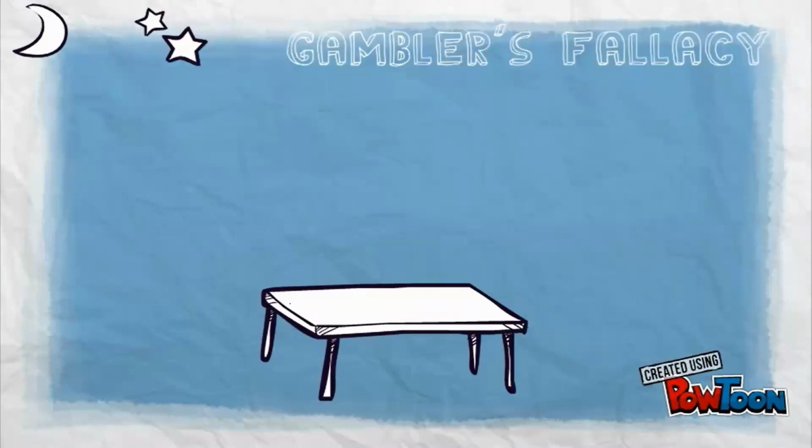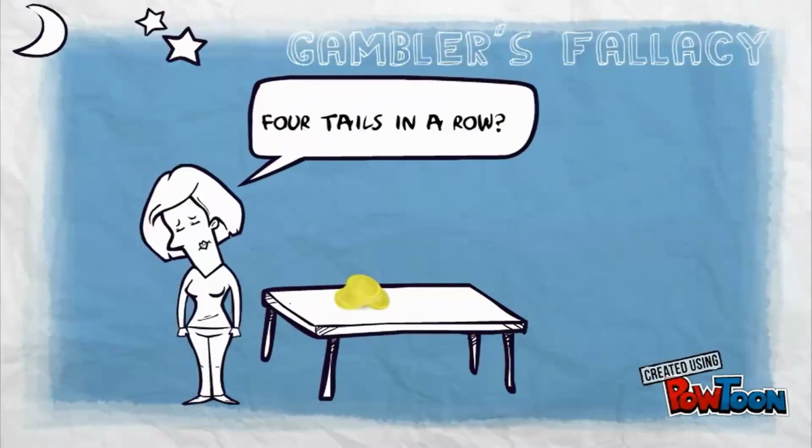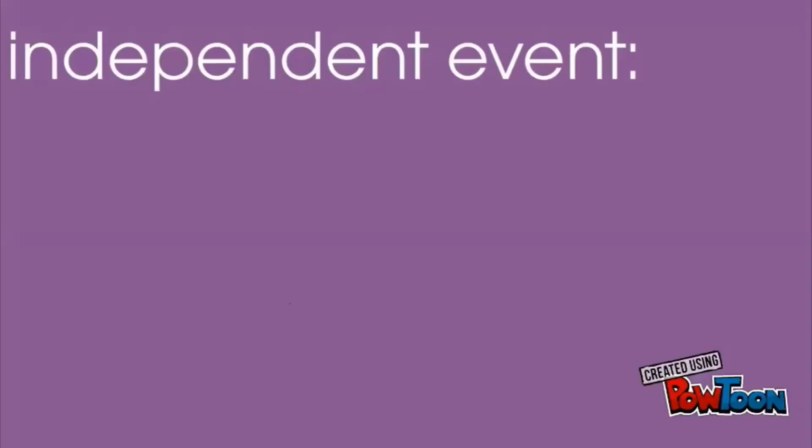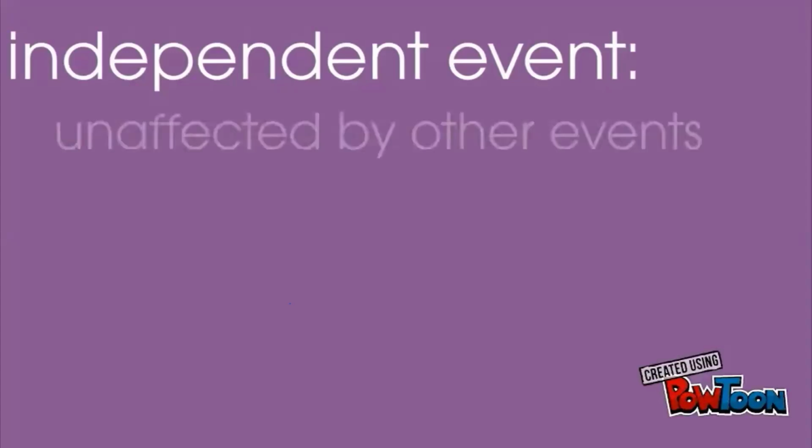One common misconception, referred to as the gambler's fallacy, is that if the first 4 flips were tails, you're more likely to get heads on the next flip because the proportion is supposed to even out to 50% heads. This is not the case because each flip of a coin is an independent event. Its outcome is unaffected by all previous events.